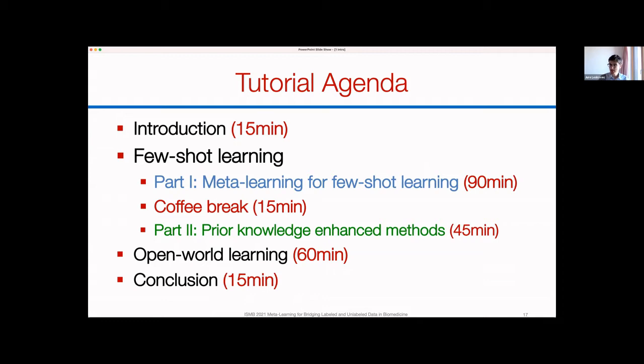And then for the last part of the tutorial, we are going to talk about open world learning. And in the end, we are going to talk about some practical cases, discuss the tools, discuss how you can do these things by yourself, and conclude.